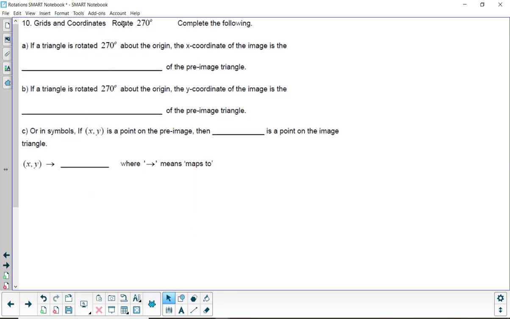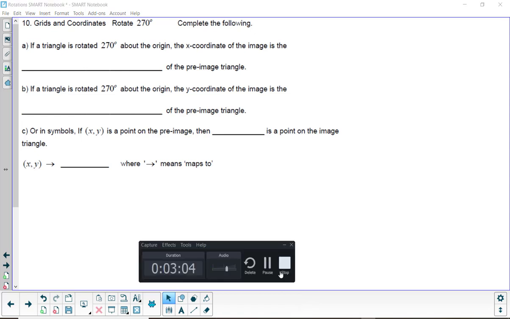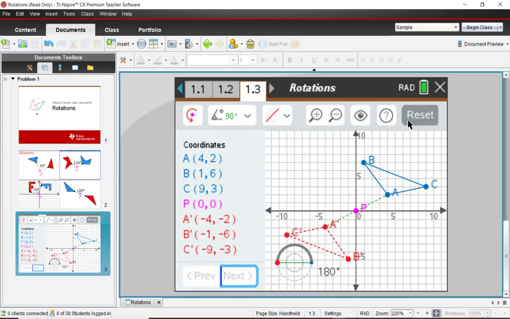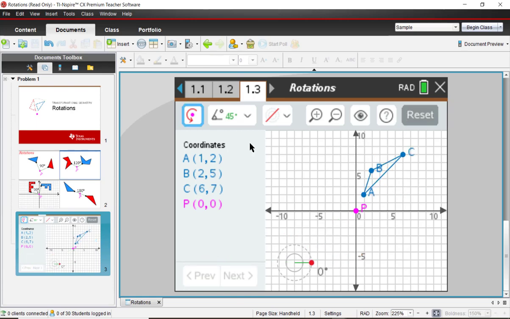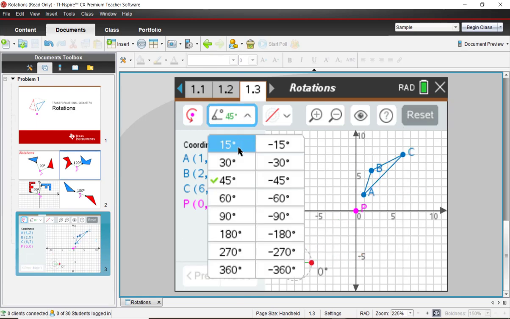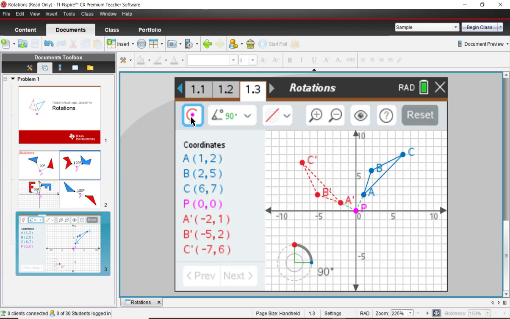The next investigation, we're going to rotate 270 degrees about the origin. So let's investigate using the TI-Nspire software. I'll press reset and I'll change the angle of rotation. I'll do it in steps of 90 again, just so I can see that. So there's our 90, there's our 180, there's our 270, and look at those coordinates. Again, press pause as needed.